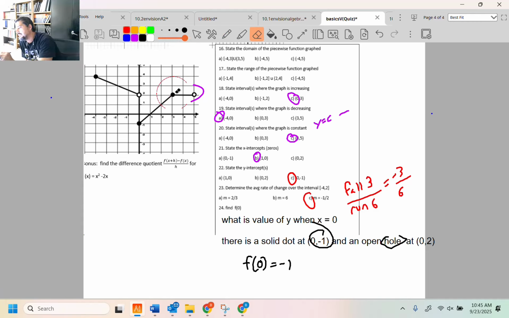All right, state the range. Range is the values of y. The lowest y value is right here, where y is -1. And it's a solid dot, okay? So there's going to be a bracket on that -1. The highest y value is 4, and it's a solid dot, so it's going to be 4 with a bracket.